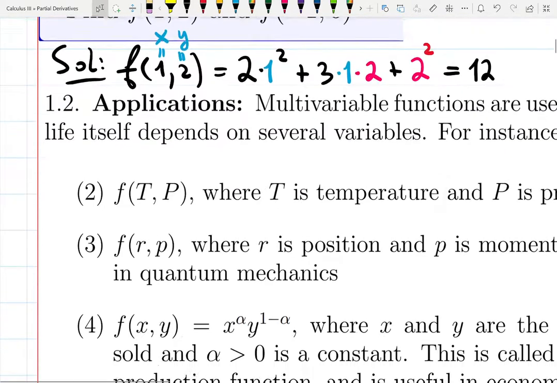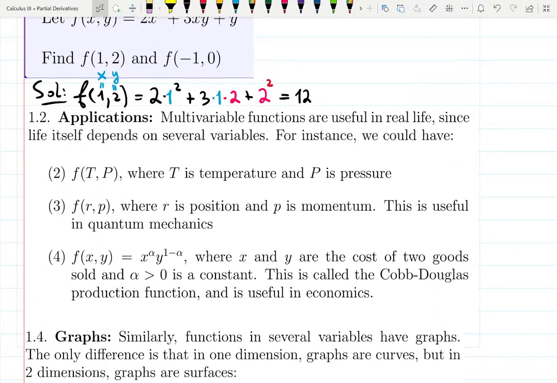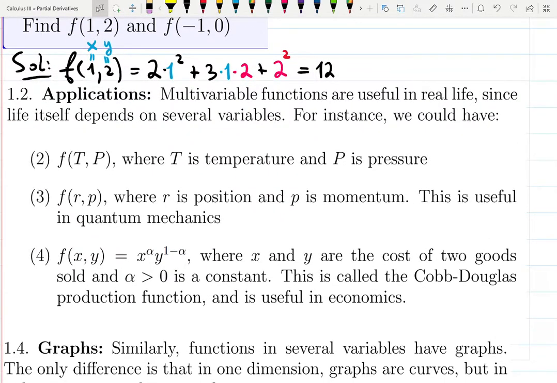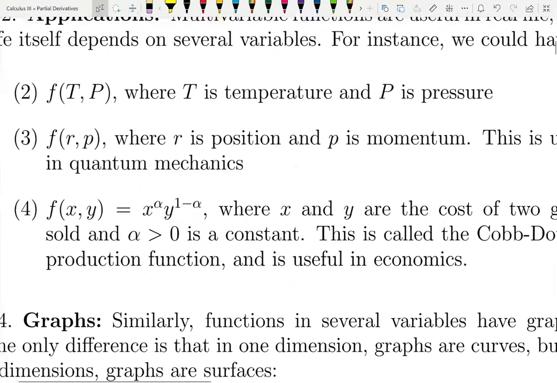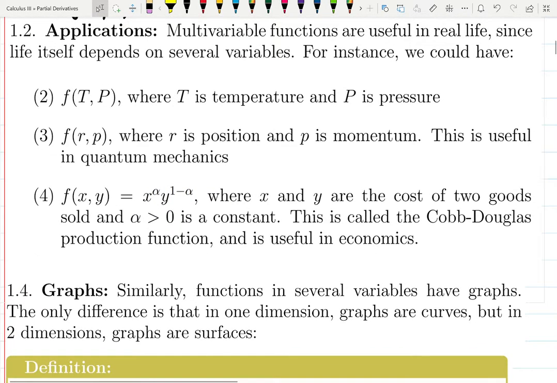So, applications, so many applications, you don't have to write this down. But multivariable functions are useful in real life since life itself depends on so many variables, like I mentioned in epidemiology and engineering. For example, f of t and p, its temperature and pressure, r and p, position and momentum, that is quantum mechanics. Finally, x to the alpha, y to the 1 minus alpha is in statistics and economics, I remember that, probability theorems, and so on.